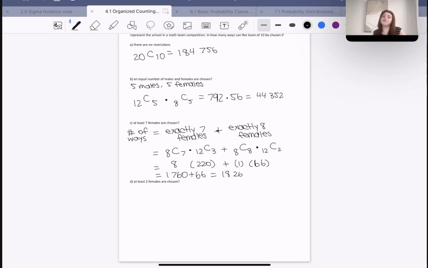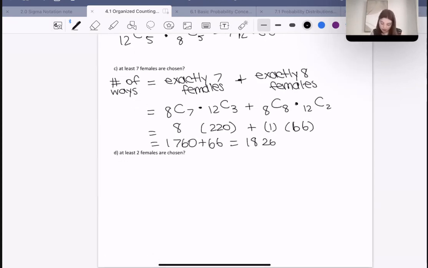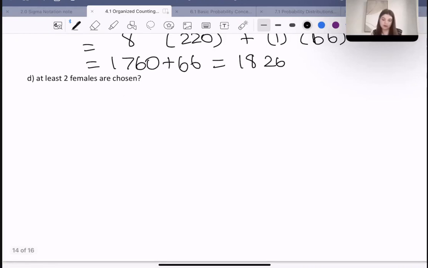And so all of those are going to add up to a lot more of the ways than just these very, very specific restrictions where it has to be 7 or it has to be 8. Good. Now, how about this one? This one is going to be a lot more likely. This one says, how many ways are at least 2 females chosen?